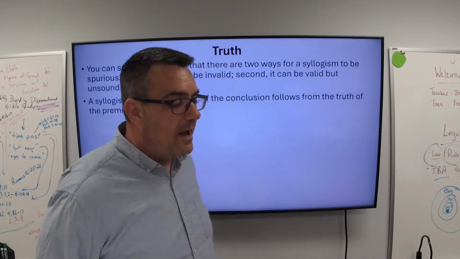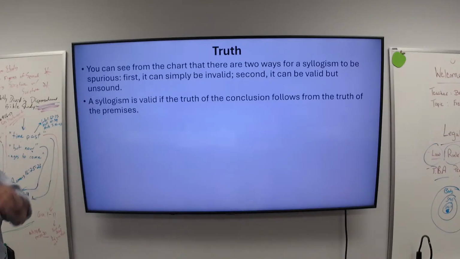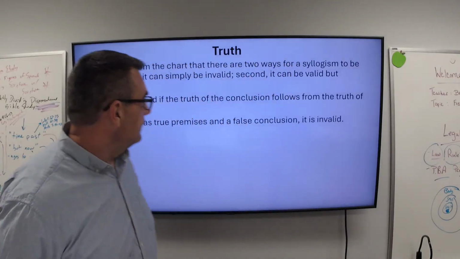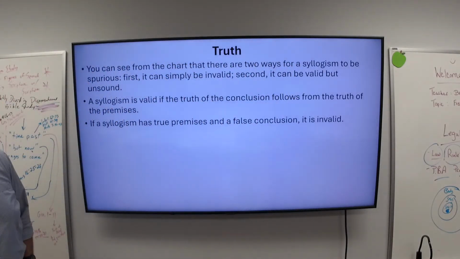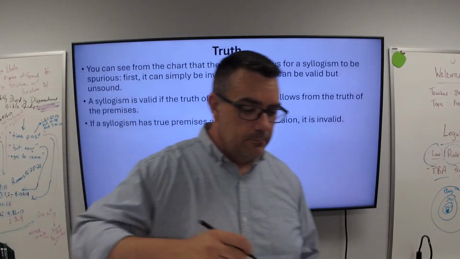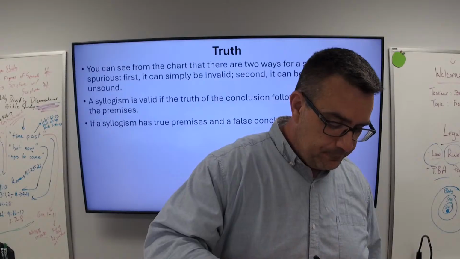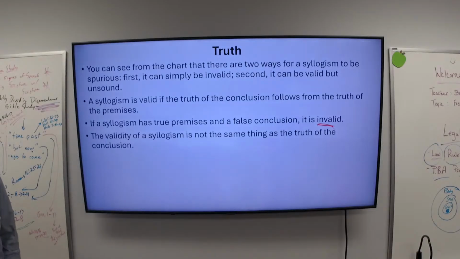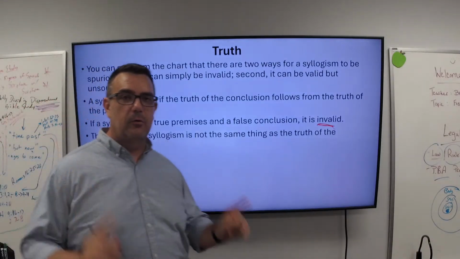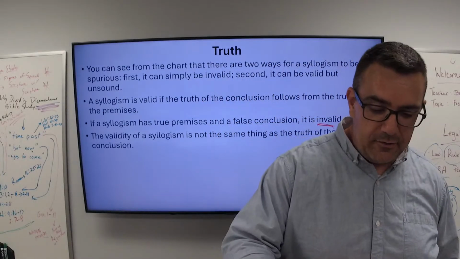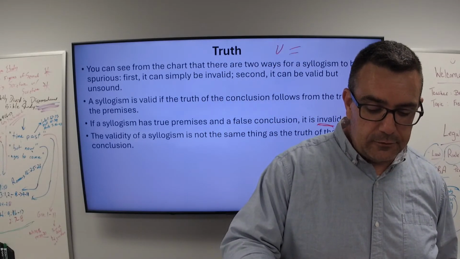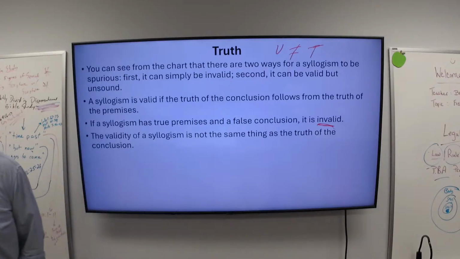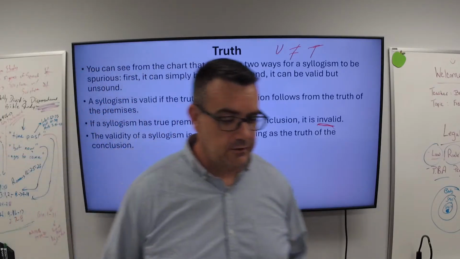A syllogism is valid if the truth of the conclusion follows from the truth of its premises. If a syllogism has true premises and a false conclusion, we say it is what? Invalid. All right? The validity of a syllogism is not the same thing as the truth of the conclusion. So remember, validity does not equal what? So sometimes you'll see that abbreviated like this: V with an equal sign with a slash through it does not equal what? T. So V does not necessarily equal T. Validity does not necessarily equal truth, right?